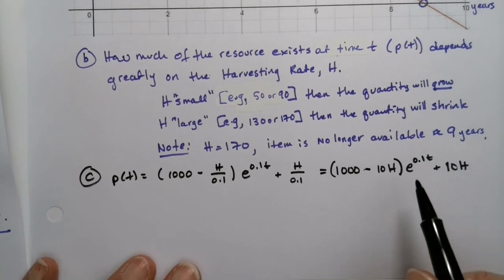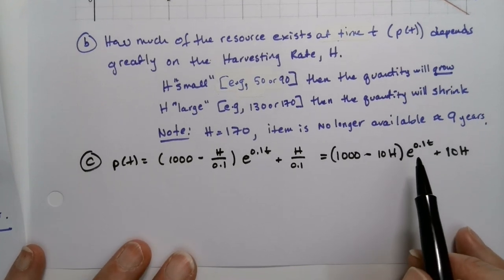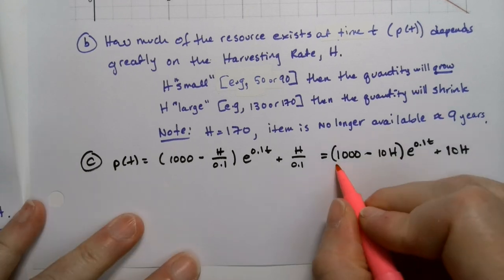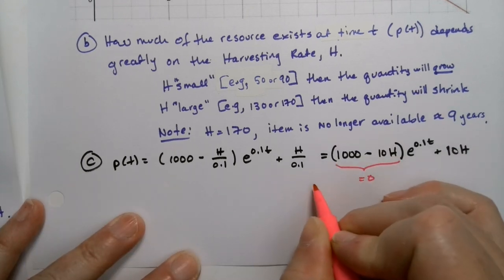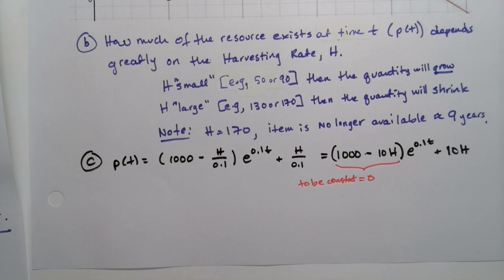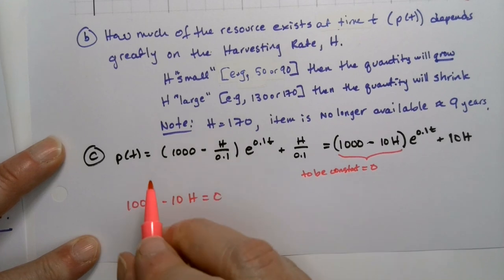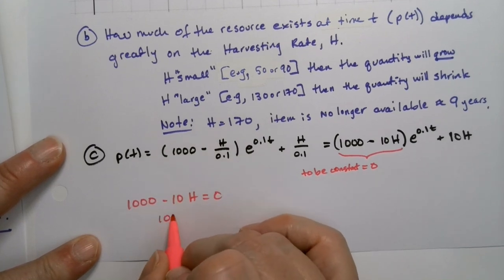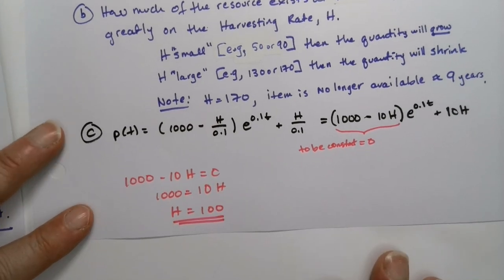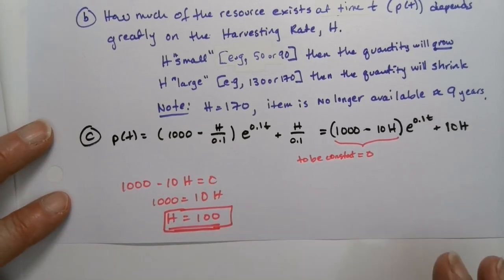Now this will stay constant if this term right here would be equal to 0, because then it would stay constant no matter what value of t, because this is the part that has t in it. So in order to make this constant, this piece must equal 0. So then we're going to set that equal to 0. So set 1,000 minus 10h equal to 0. And then that would mean that 1,000 equals 10h. So h is equal to 100. So that would be the harvesting rate that would keep it at a constant.